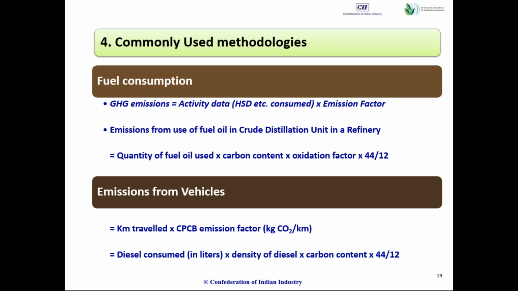So ARAI had developed these emission factors using chassis dynamometer tests, in which they had taken the vehicle on Indian roads. So based on the Indian driving cycle, they had developed the emission factors. So these should be used. And if you don't have an emission factor for the type of vehicle that you're using, then again you can use the carbon content equation. For example, the diesel consumed in liters, you multiply by density, you multiply by carbon content, and then 44 by 12.